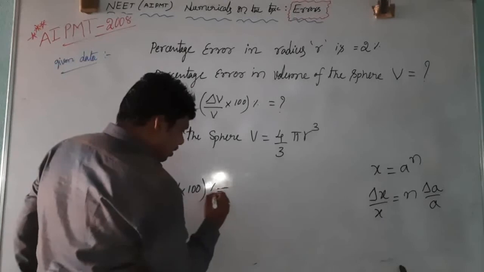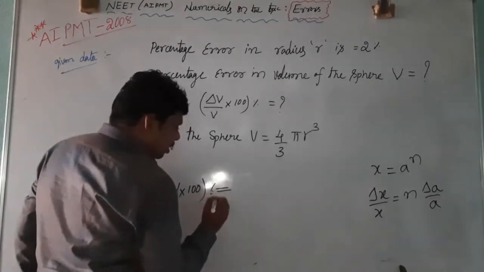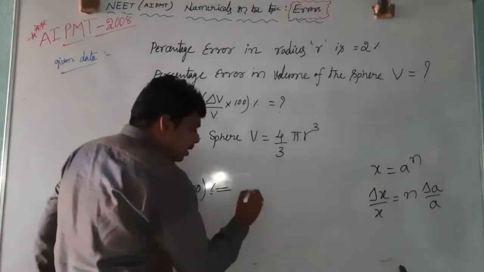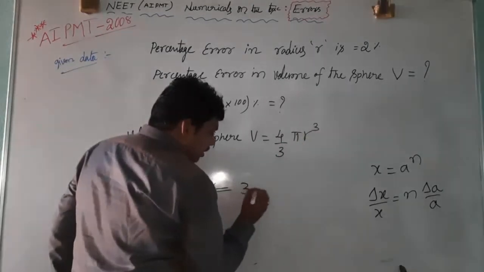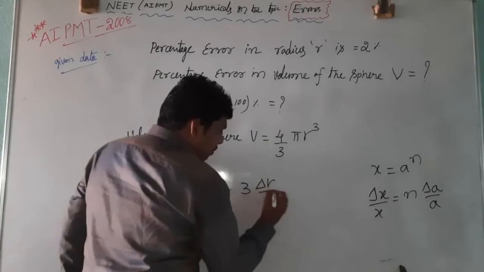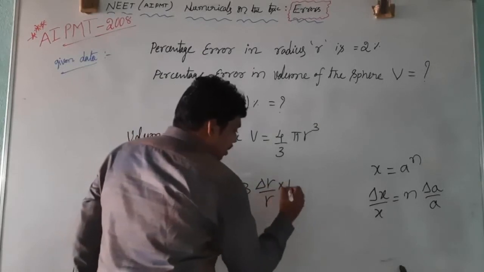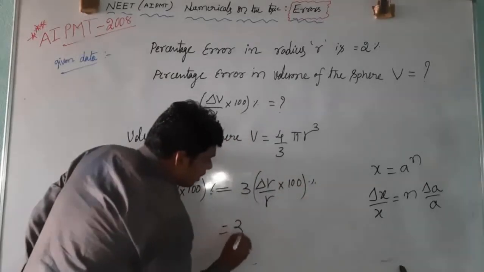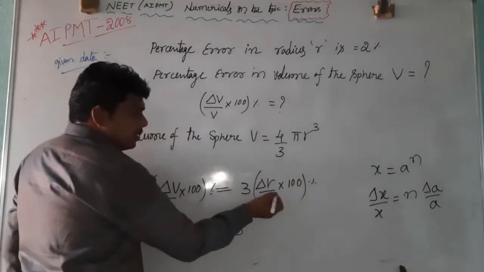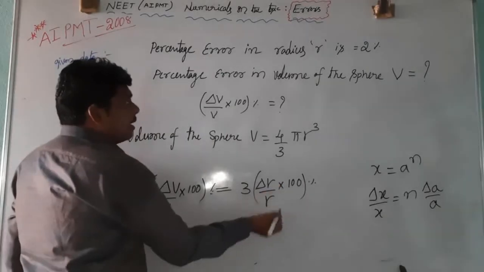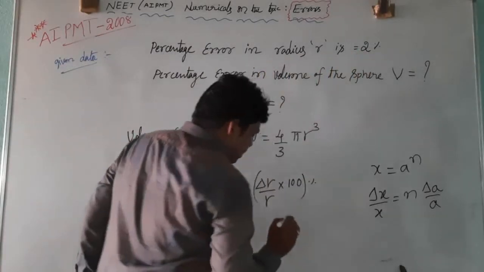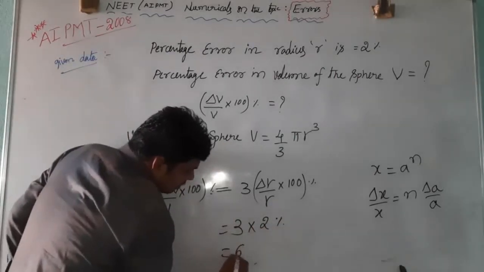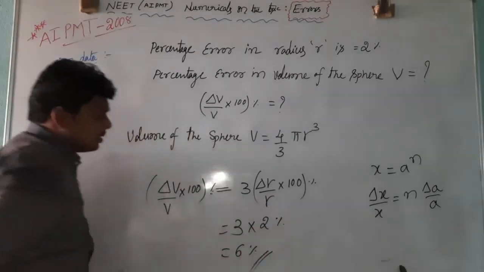Here, 4 by 3 pi is the proportionality constant, neglect that. Then what is the power here? 3 into delta r by r into 100%. As it is, 3 into the percentage error, not the relative error. Percentage error in radius is what? 2%. 3 into 2 is what? 6%. So your answer is 6%.